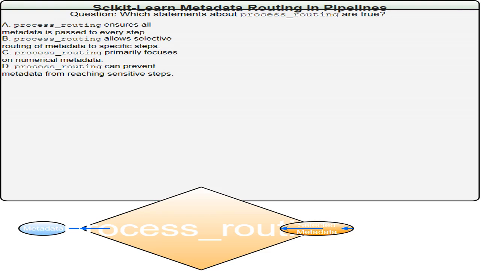This is a scikit-learn function that controls how metadata flows through a pipeline. It acts as a traffic controller, determining which metadata reaches each step. You can use it to prevent the propagation of specific metadata to specific steps within the pipeline.